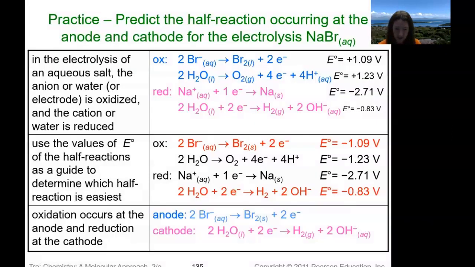So here's what I did here. I chose this one as our oxidation.